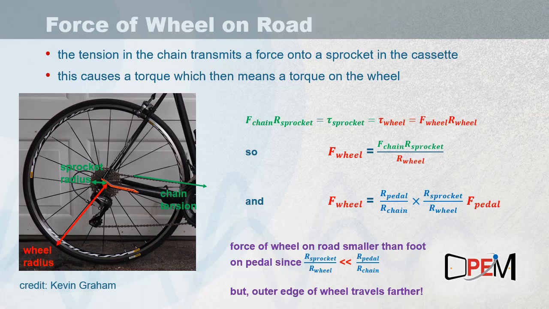Secondly, it causes more travel in terms of the circumference of the wheel per revolution of the cranks. And so your feet travel in the circle that the pedals describe a much smaller distance than the wheel travels, and hence the bicycle moves forward.